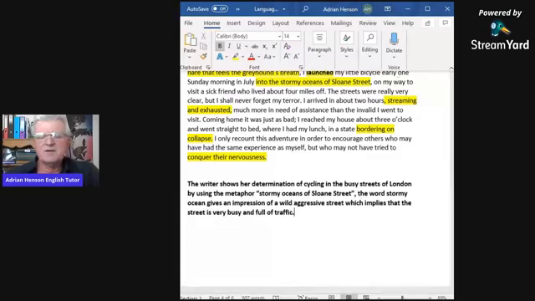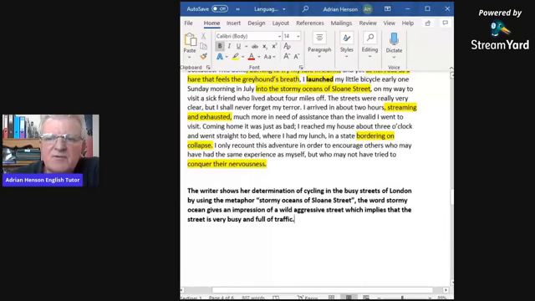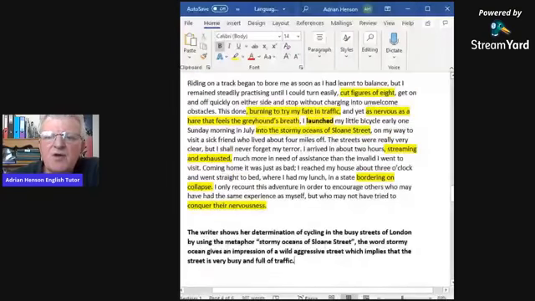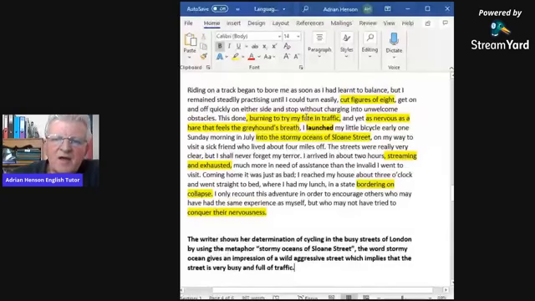So my suggestion is I've pulled this actual quotation out. I would always suggest that if you're picking out quotations, go in chronological order. So I would probably start with "cut figures of 8." So I say at the beginning of the text, the writer shows her competence in cycling because she can cut the figures of 8, and she's determined to get out and start cycling by burning to try my fate in traffic, and at the same time as nervous as a hare that feels the ground's breath.